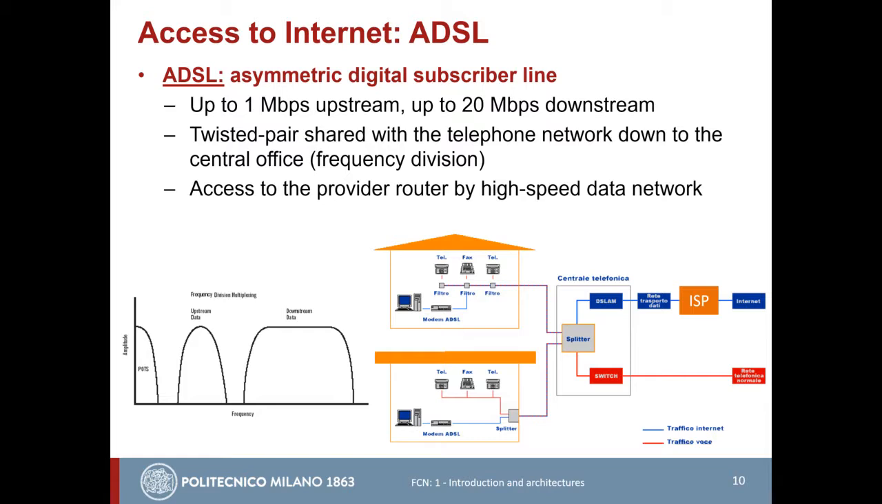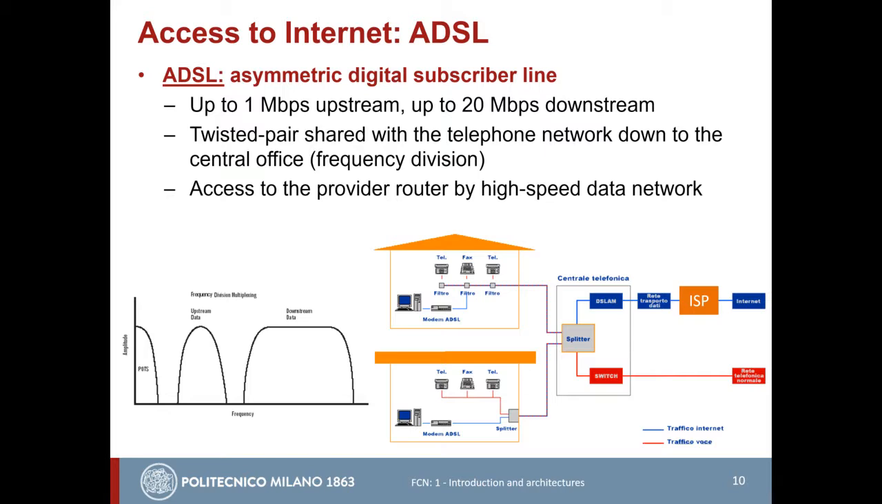And this allowed, first of all, to be able to use the telephone while you were connecting the computer, but also to be able to increase the capacity of the link. So with an ADSL line, still today, because they are very used, still today, unfortunately, you can reach up to 1 megabit per second upstream. Upstream means from the final user towards the network, and in some cases 20 megabit per second from the network towards the final user. So it's so-called downstream.